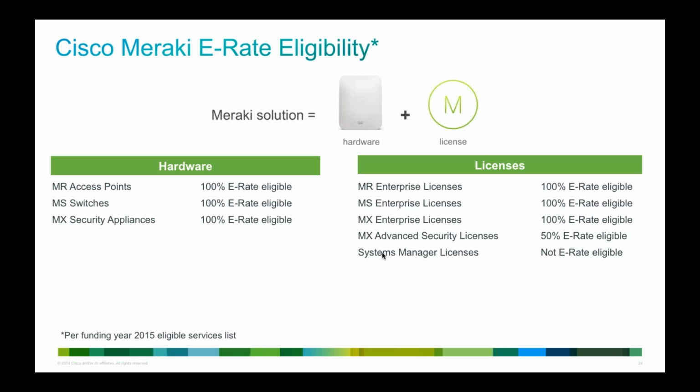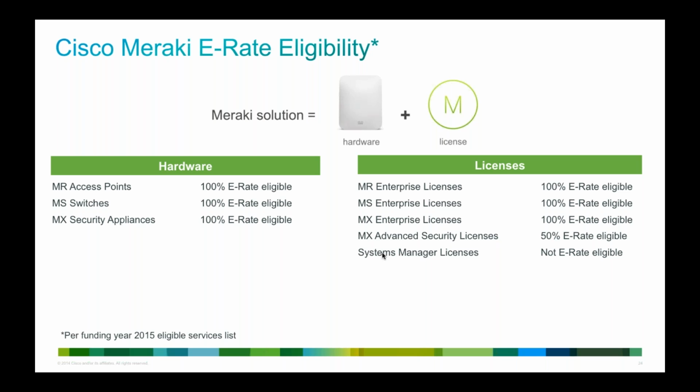Speaking of E-rate, let's talk about E-rate eligibility. So how does all of this work within the context of E-rate? I actually don't know what the phone story is for E-rate, so I'm not going to get into that. The fact that it's not listed here should not be taken as reflecting that it's not E-rate eligible. I just don't know if it is, personally. So if you want to know about that, reach out to your rep. Of course, they'll be able to help you out. But for the MR access points, MS switches, and MX security appliances, hardware is 100% E-rate eligible. There is no hardware for the Systems Manager MDM. It's purely a software product.